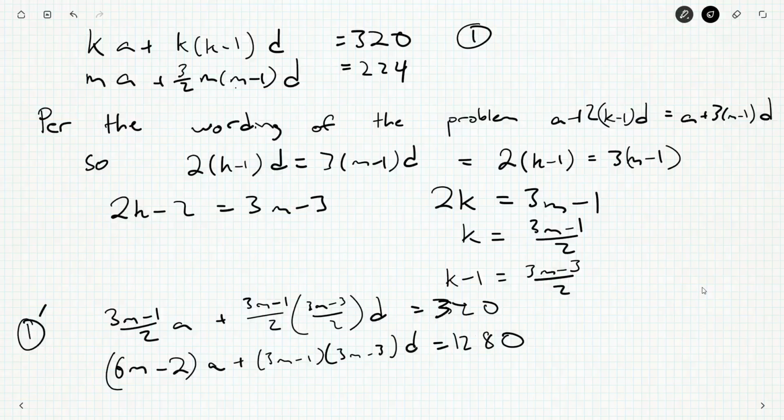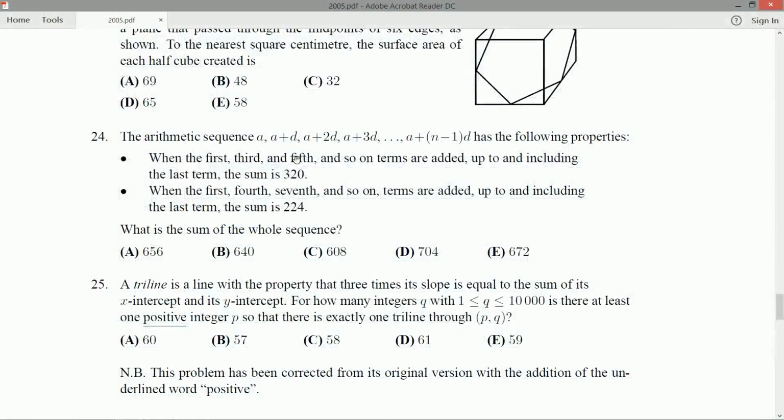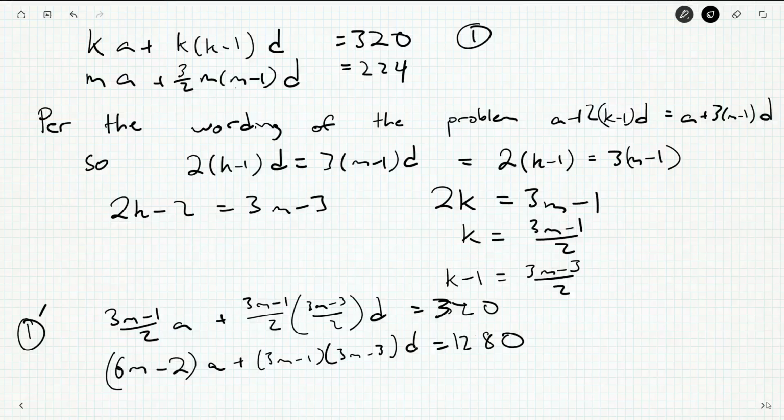Alright, but we still have 3 unknowns and 2 equations, and that's not a good recipe for solving things. But maybe I don't need to solve it. Maybe figuring out k and m was a bit of a wrong turn, because what is the sum of the whole sequence? So let's ignore what I just did. What is the sum of a whole sequence?